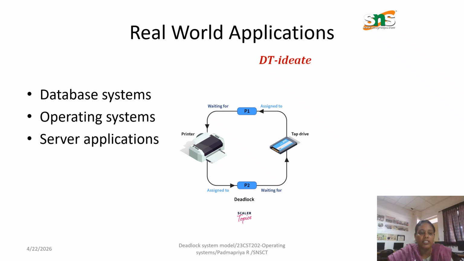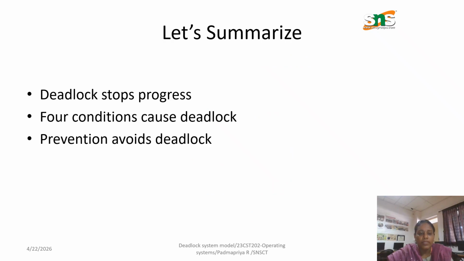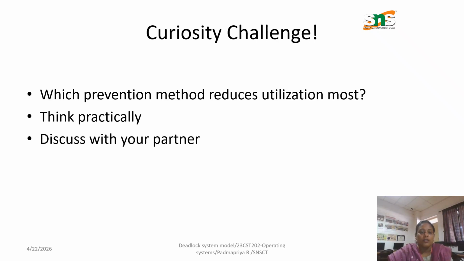The real world application is here for deadlock. And let's summarize the topics. Deadlock stops progress, and four conditions cause deadlock. Prevention avoids deadlock.